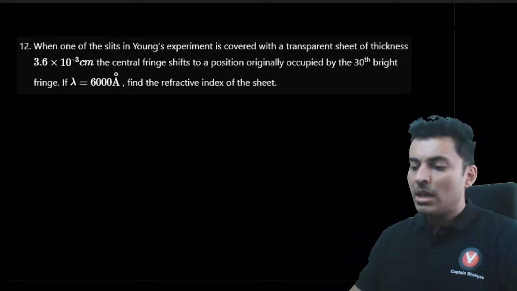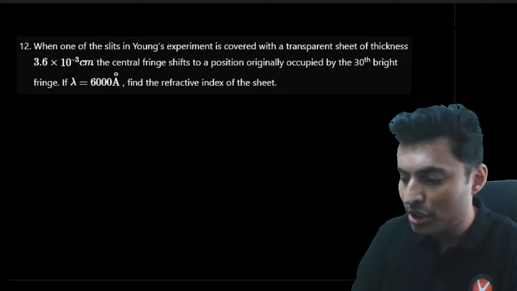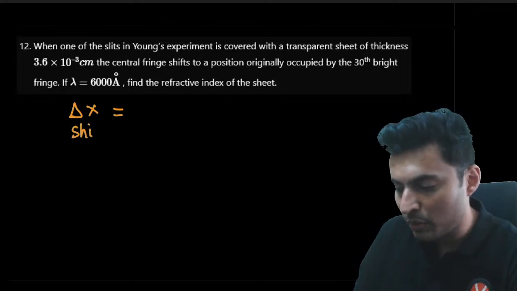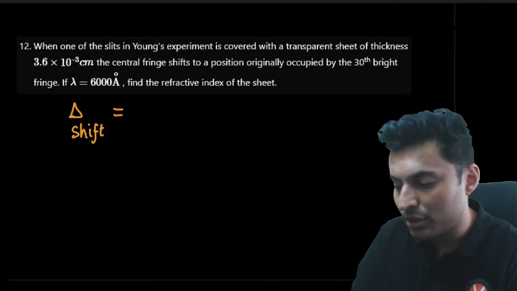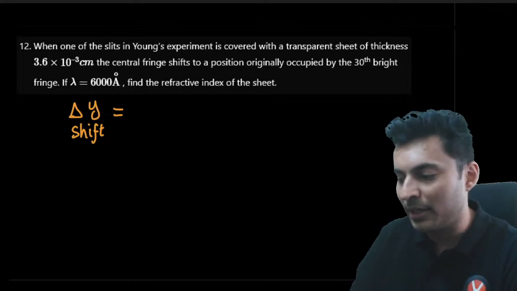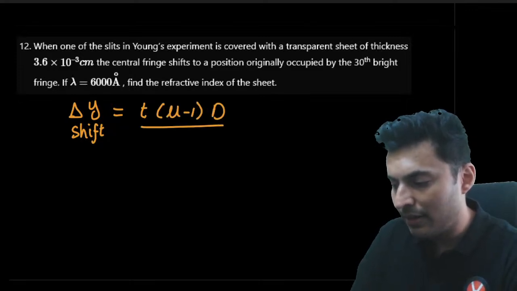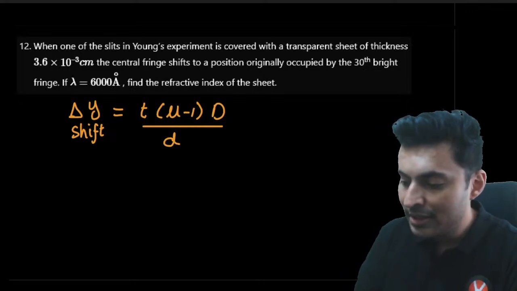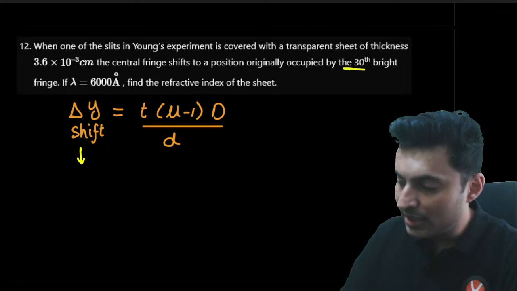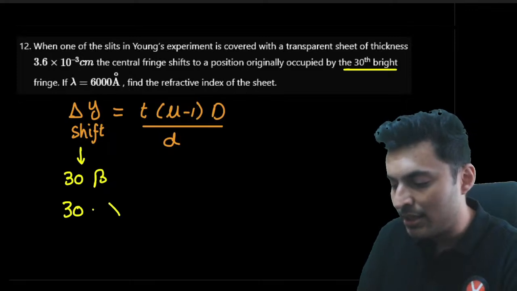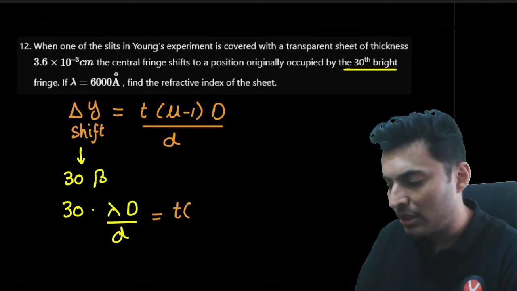Got it? Okay. Now, in this particular question, you should know the shift formula. The shift which is produced is given by delta Y, not delta X. What is the formula? It is thickness times (mu minus 1) times capital D divided by small d. This shift is given to be 30 fringes, that means 30 times beta, that means 30 times lambda D by d, because the fringe width formula is lambda D by d. So t times (mu minus 1) times D by d is this.